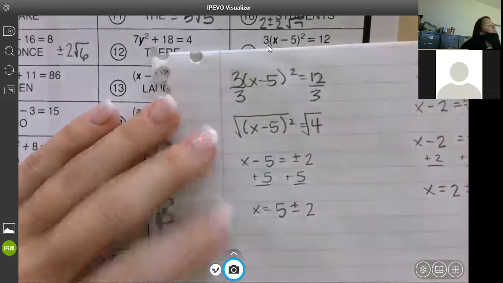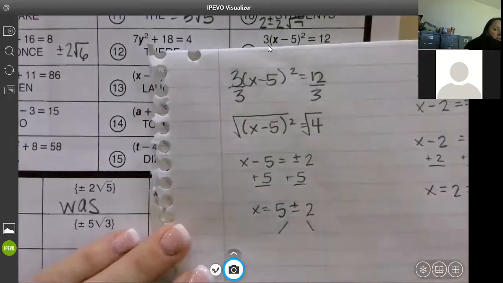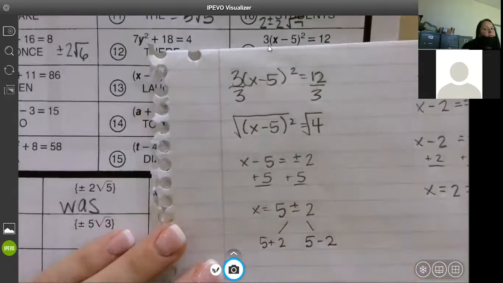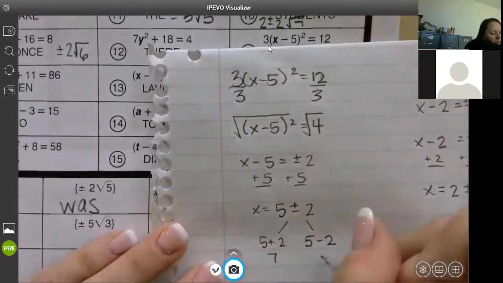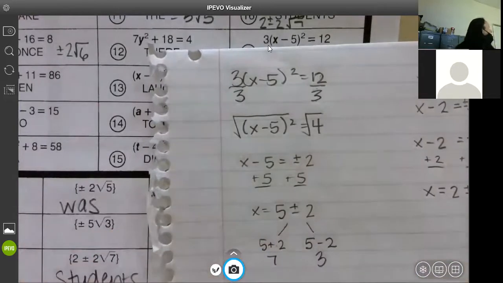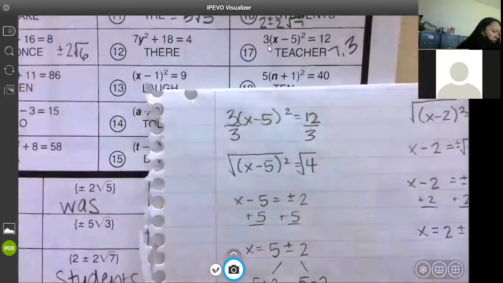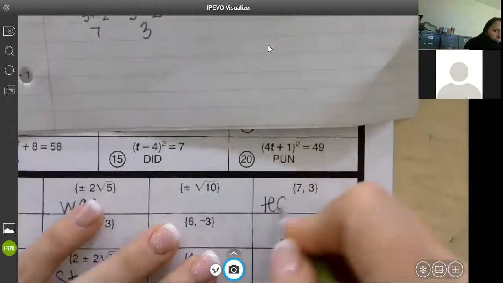But if you guys look down there, there's nothing like this, because what they do is they make 2 equations. The first equation they make is 5 plus 2 and then 5 minus 2. What is 5 plus 2? What is 5 minus 2? Those are your 2 answers. So if it doesn't have that square root, you have to split it up and finish it out. So 7 and 3. So that's right here.